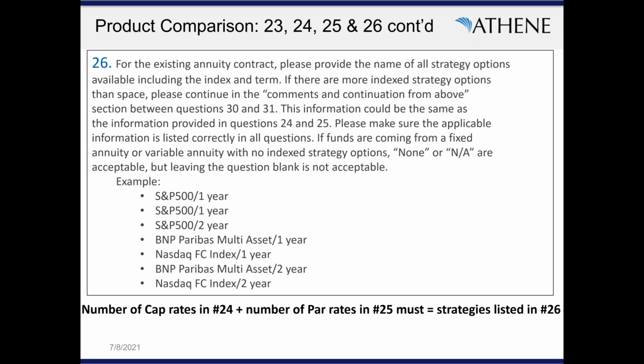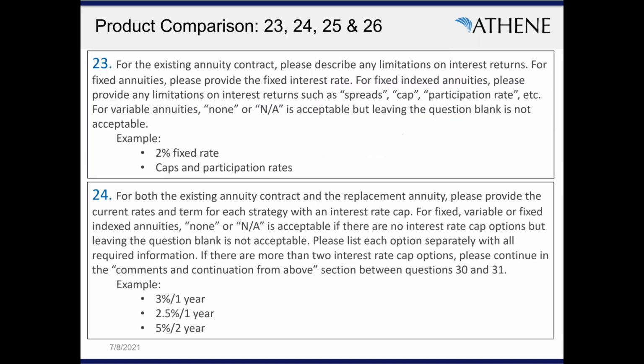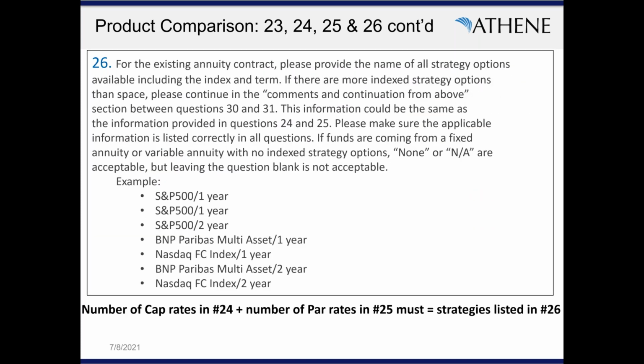Then you get to question 26. Now 26 is what they're asking for, and I'm going to go back a couple slides to show 26. 26 is asking index strategy / term. So with 26, for the existing annuity contract, please provide the name of all strategy options available, including the index and term. If there are more index strategy options in space, again, use the continuation section.